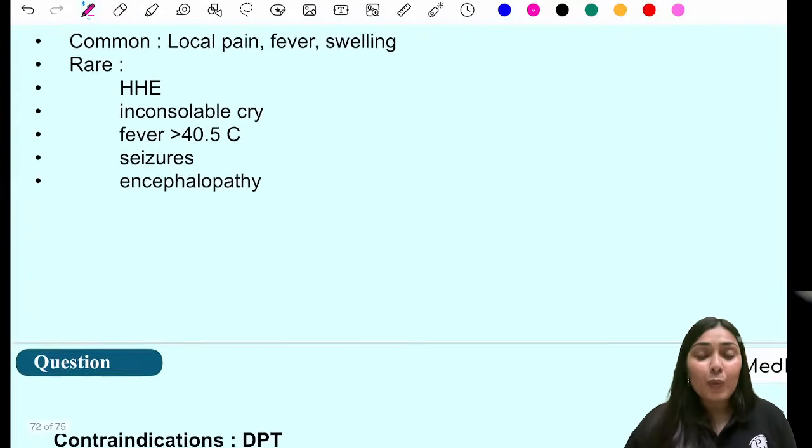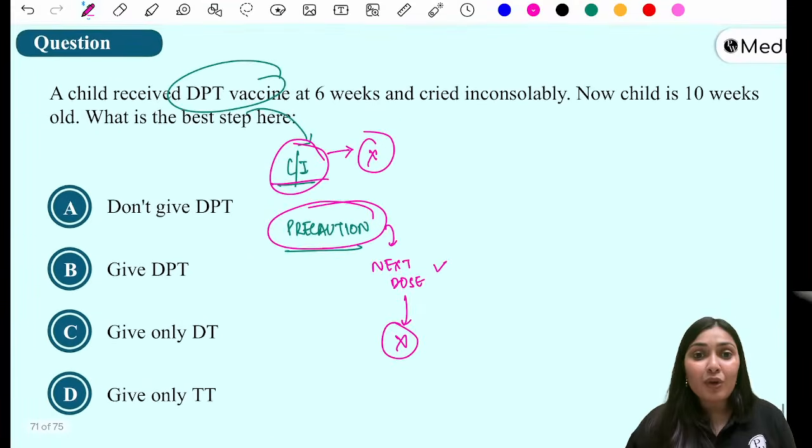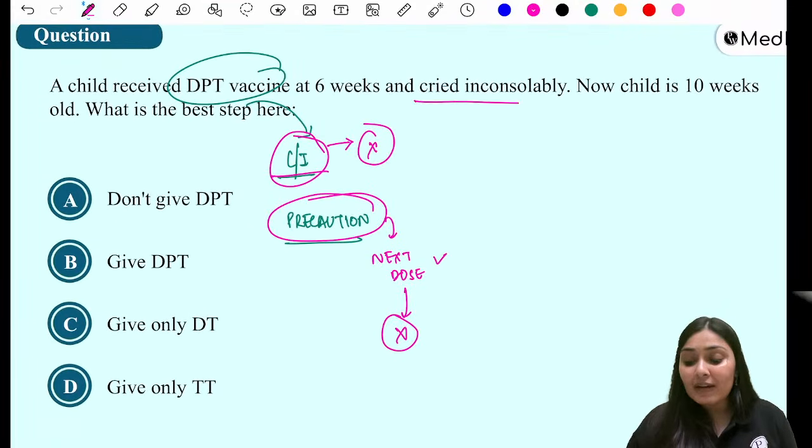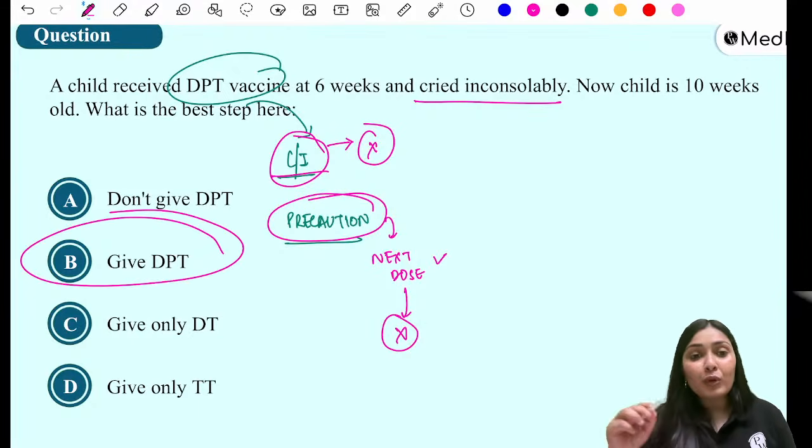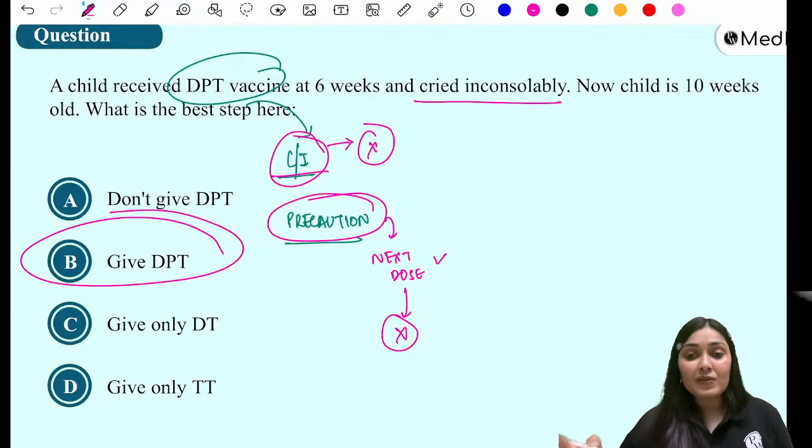So in this question, they gave us one of the precautionary statements, that is the child cried inconsolably. So what are you going to do? I'm going to give DPT. You are going to give DPT at 10 weeks. If this repeats at 10 weeks, further subsequent doses I won't give. Right? So the correct answer here is B, DPT.